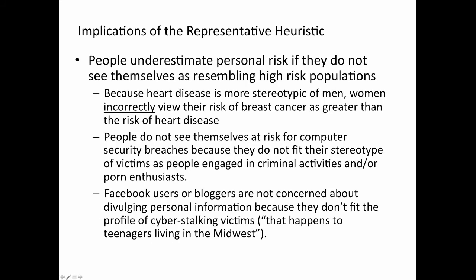Some of the implications of the representativeness heuristic. People underestimate personal risk if they do not see themselves as resembling high-risk populations. So this is critical for all types of risk. For example, because heart disease is more stereotypic of men, women incorrectly view the risk of breast cancer as greater than the risk of heart disease. In fact, women are at greater risk of heart disease than breast cancer, but given the attention that breast cancer gets, and the fact that heart disease seems to be more stereotypic of men, women underestimate their risk.